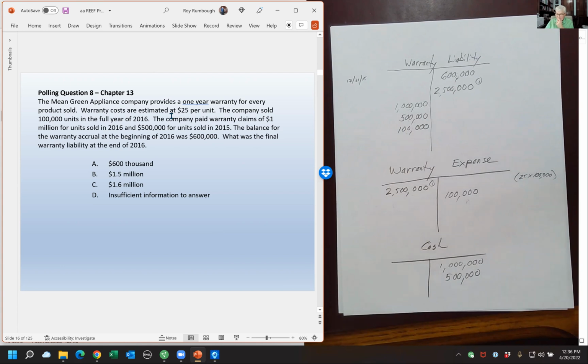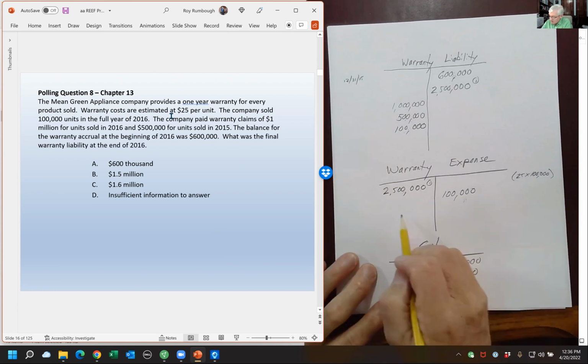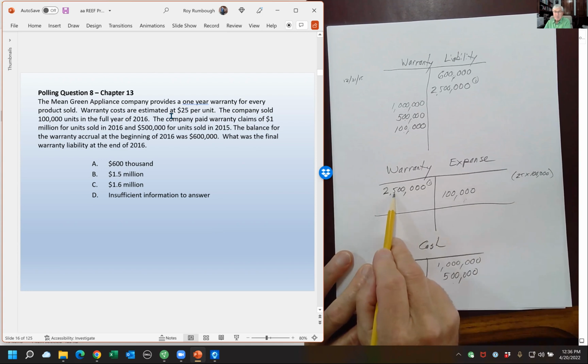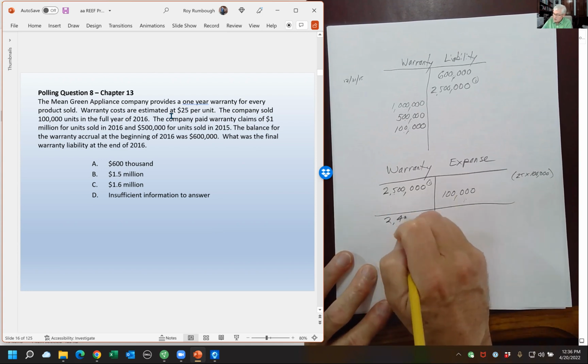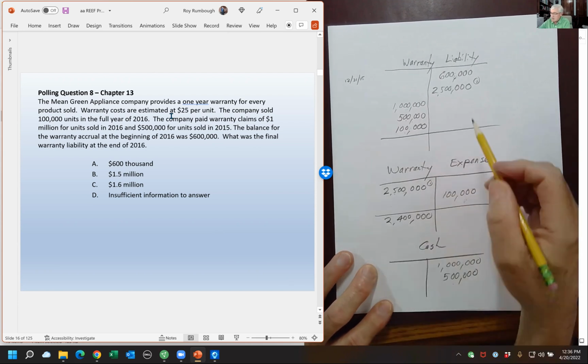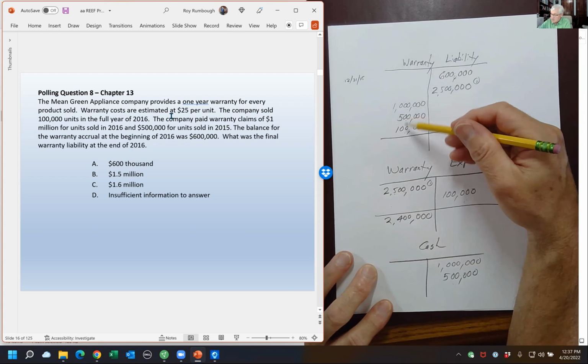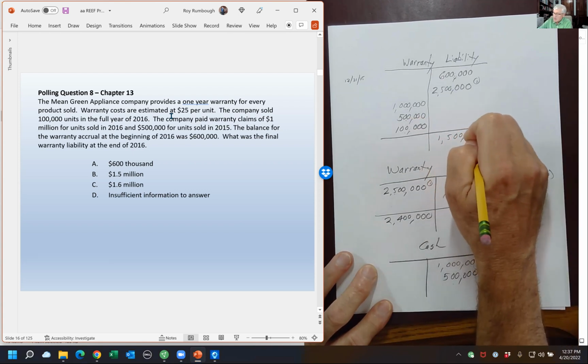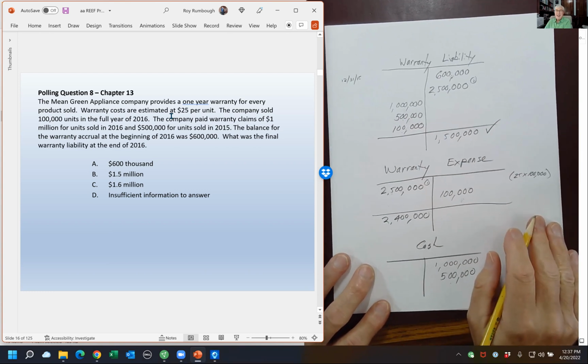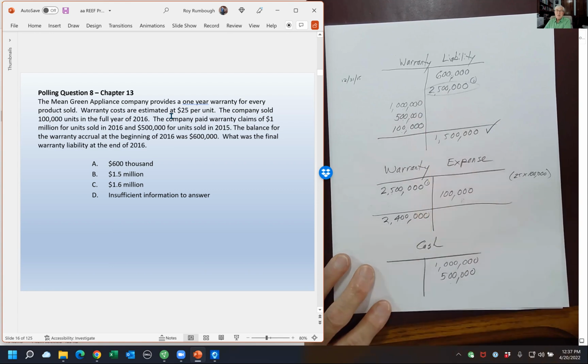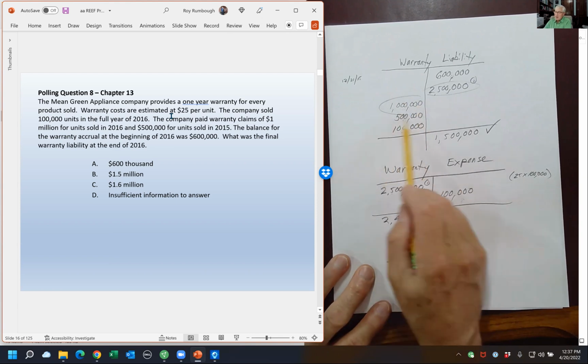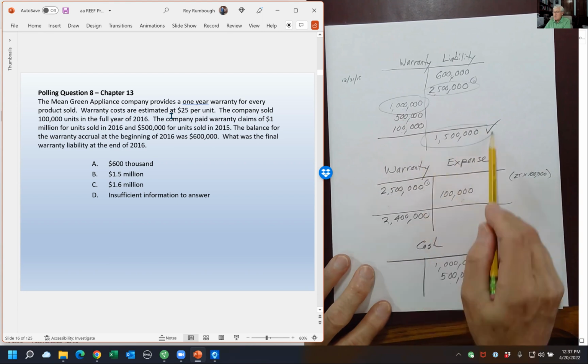I've got my million, got my cash there, I'm checking my math. All right, what's warranty expense? My debit of $2.5 million minus $100,000 is $2,400,000. I don't think they asked for this, but let's do it. $3.1 million minus $1.6 million. Can you verify that? I can. I estimate, based on past history, at $25 a unit, that I'm going to have $2.5 million of warranty claims for these products in 2016 or 17. It's a 1-year warranty. $1 million got paid out of that. So what I've got left is $1.5 million.